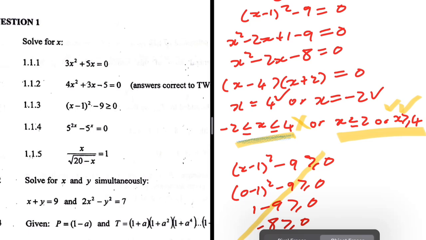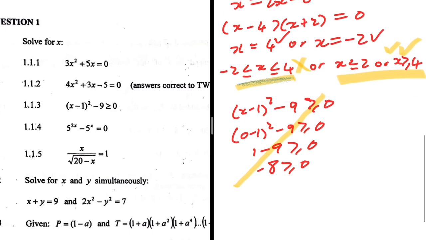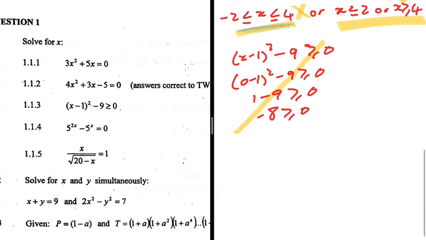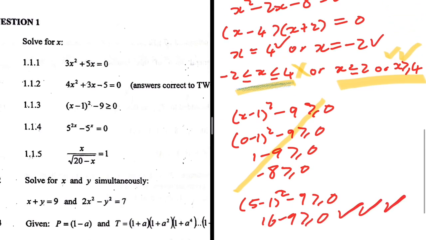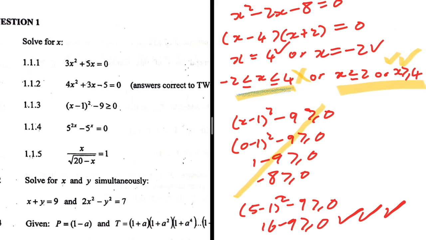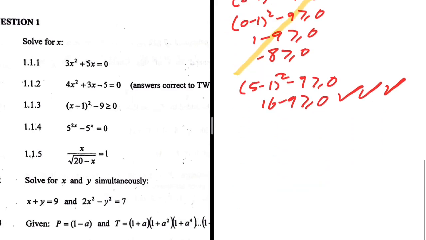So we can actually conclude and move to the following question. All right. Other people use other techniques, and that is totally fine. But at the end of the day, it's either x is less than or equal to 2 or x is greater than 5. We can try x greater than or equal to 4 by substituting 5. If we substitute 5, we get (5 minus 1) squared minus 9 is greater than or equal to 0. 5 minus 1 squared, that is 4 squared, which is 16 minus 9, greater than or equal to 0. And this is true. So we are quite convinced that our conclusion for 1.1.3 is correct.